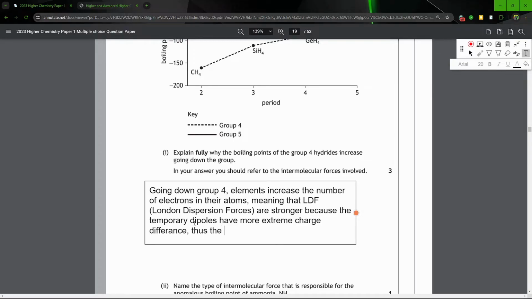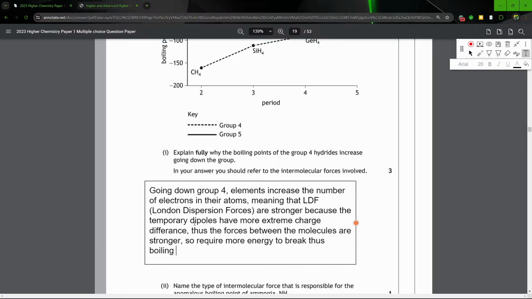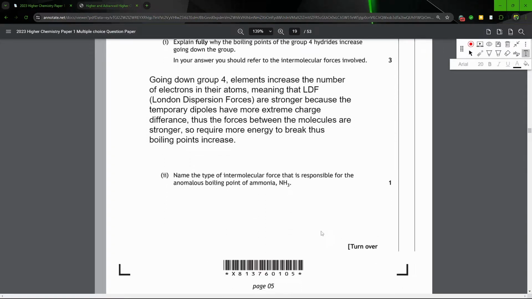Thus, the forces between the molecules are stronger, so require more energy to break. Thus, boiling point increases. And there we go. I was just double checking I'm not going insane.